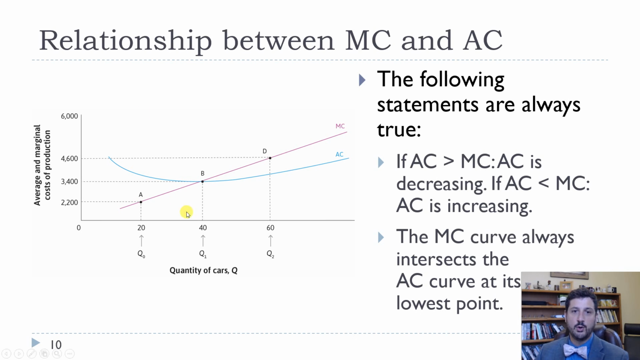And there's going to be some point here at the minimum of our average cost where the two are equal, where average cost equals marginal cost. And then once marginal cost is larger than average cost, then that's going to start pulling up average cost. So average cost is going to start increasing. So if average cost is less than marginal cost, average cost is increasing. So whenever you draw a marginal cost and average cost curve, always make sure that the marginal cost curve cuts through the average cost right at the minimum, because that's always true by definition.